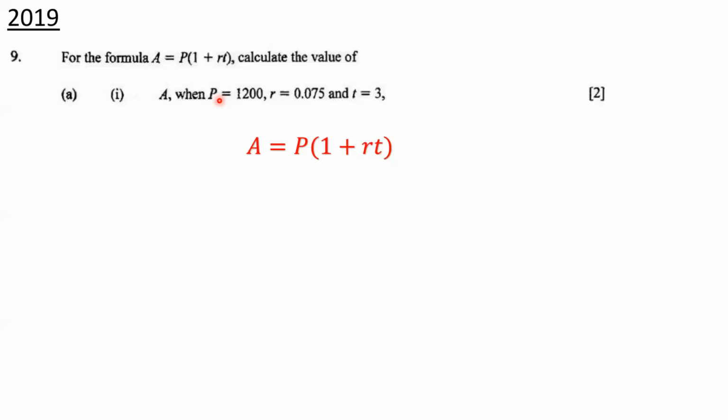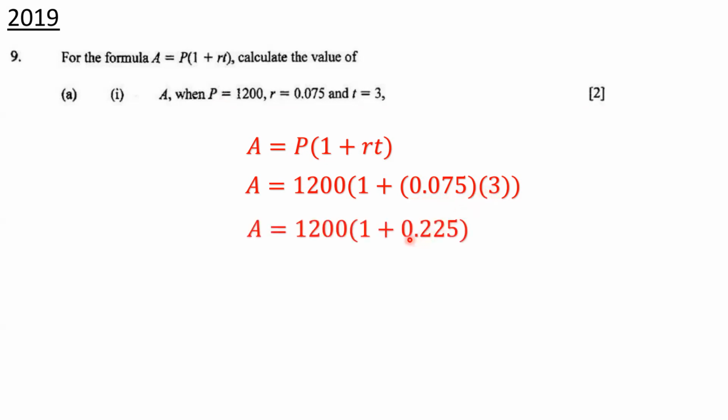So let's go ahead and do that. So we know that P equals 1,200. We know that R equals 0.075. And we know that T equals 3. Now let's multiply. What is 0.075 multiplied by 3? So 0.075 multiplied by 3 is going to be 0.225. And so that's what we did here. We multiply 0.075 times 3. We multiply those numbers and we get 0.225.